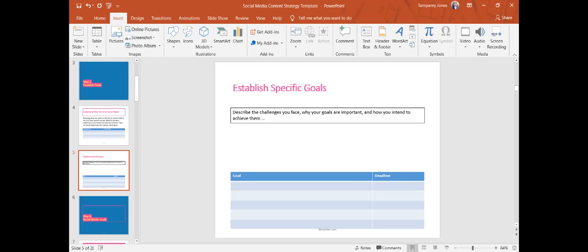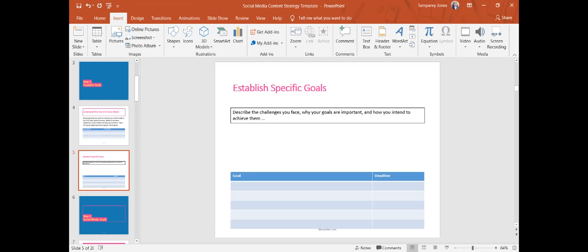And then the next step is why your goals are important and how you plan to achieve them. Of course, if you're in business, your goals are important because you want to grow your business and expand your business. That's probably going to be everybody's answer: to grow and expand, and of course to make money, right? You went into business to make money. But the more important part of this is how you intend to achieve them. So you have a space down there to write 5 goals, and you're going to set deadlines for those goals.